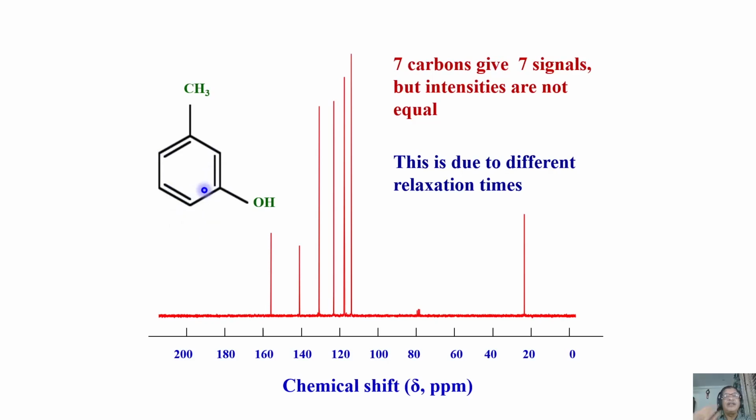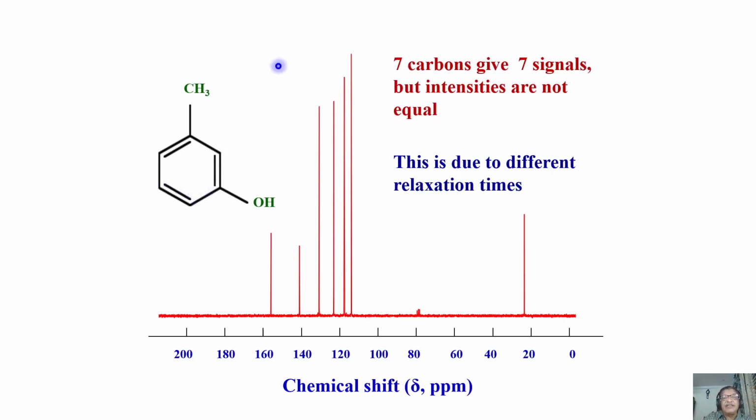Find out the relaxation time of all the carbons. The one which has the longest relaxation time, this takes 20 seconds. 5 times that 20 seconds you have to take. 5 into 20, 100 seconds you have to take.